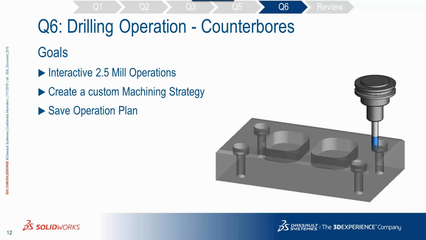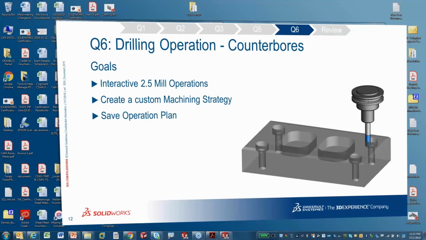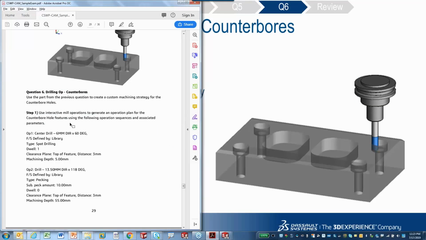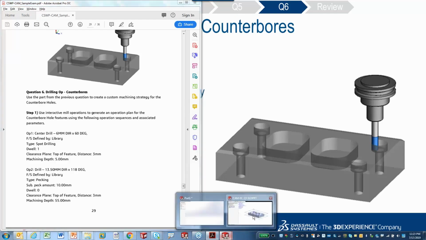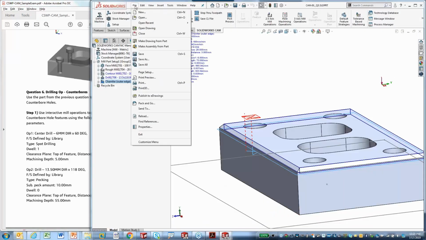This is our last question. Let's go refer back to the PDF document, see what it is asking us. So in this PDF document, it says, okay, use the part from the previous question. Great. Oh, I almost forgot, save. So let's go ahead and save this off now.